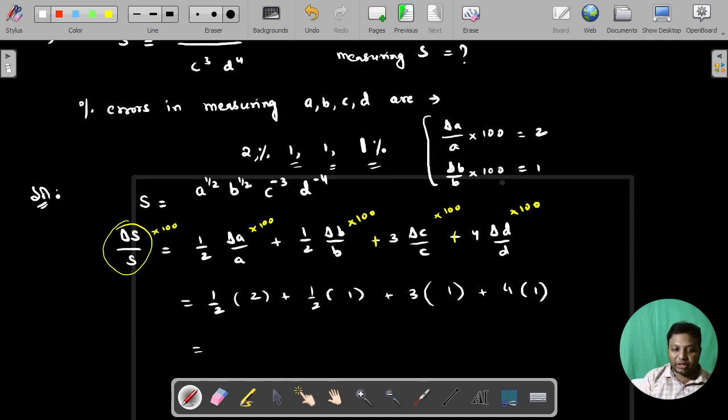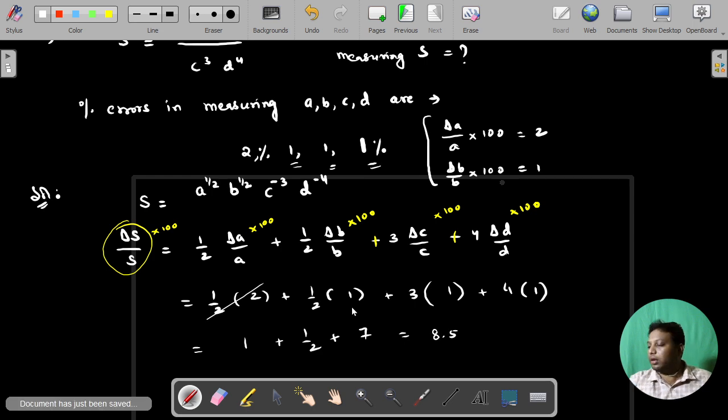So what do we get here? This is 1 plus 1 by 2, 3 plus 4 means 7. It is 8.5. So we got 8.5 here.